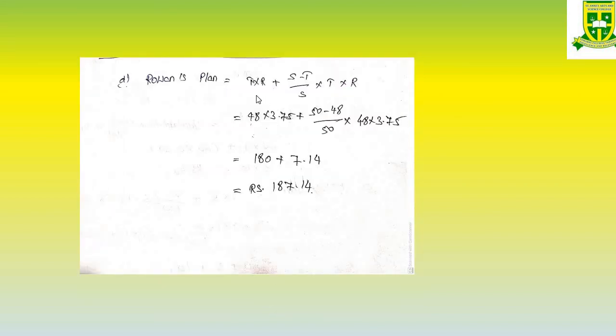Next one is Rowan's plan. The formula is T into R plus S minus T by S into T into R. What is the time taken by them? 48 into rate per hour 3.75, plus standard time 50 minus 48 by 50 into time taken, once again 48 into 3.75. So 180 plus 7.14, which is 187.14.